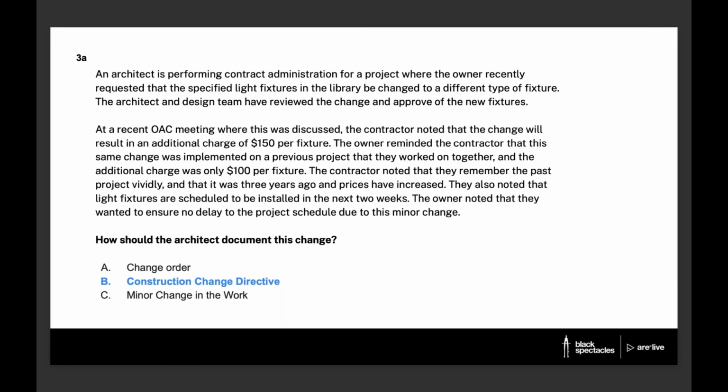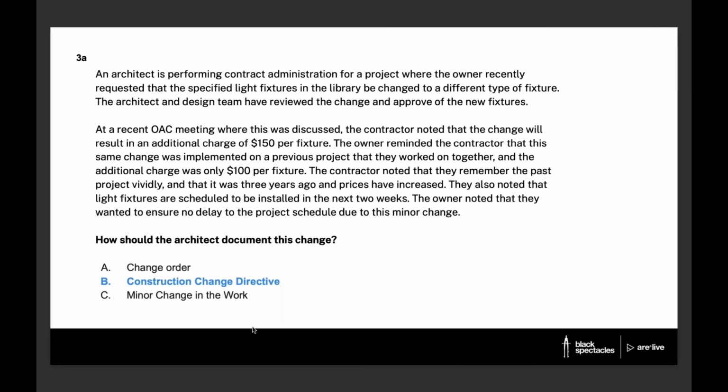So what happens is you issue a construction change directive. If they come to an agreement after that's issued, both parties sign it, that same document becomes a change order because both parties have signed it. You now have agreement on the extent of the change, and it morphs into a change order.